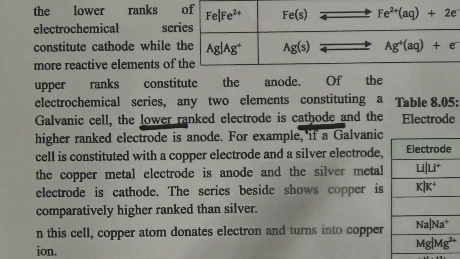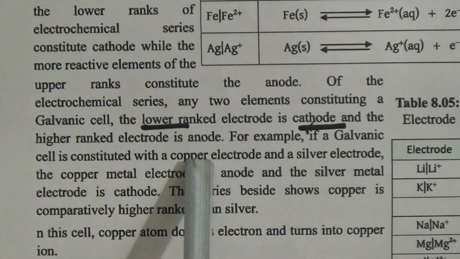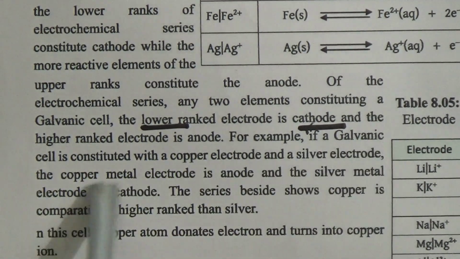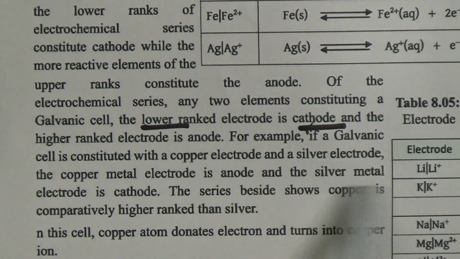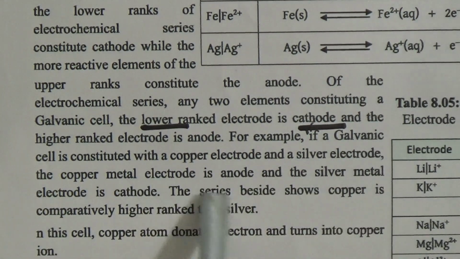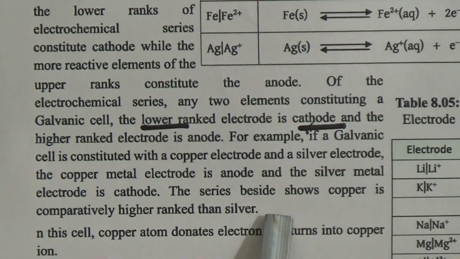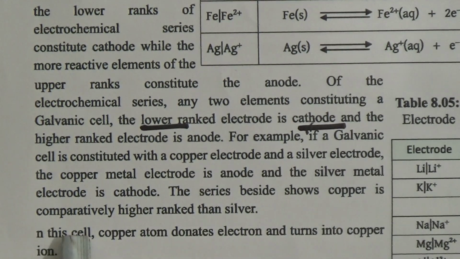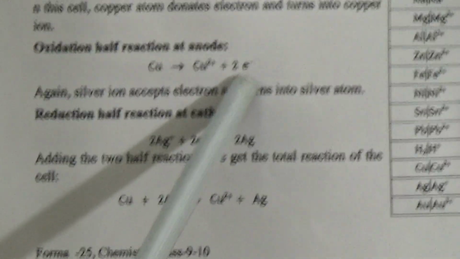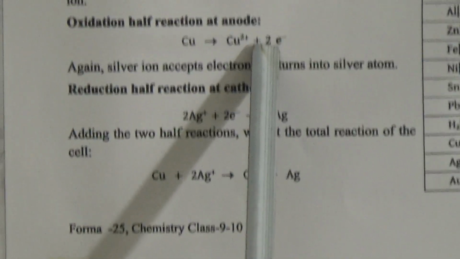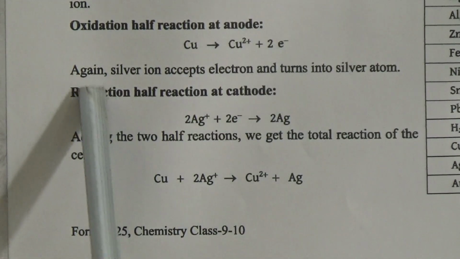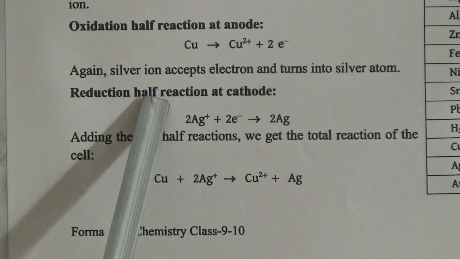And for example, if a galvanic cell is constituted of a copper electrode and a silver electrode, the copper metal electrode will be the anode and the silver metal electrode will be the cathode. The series beside shows copper has a comparatively higher rank than silver. In this cell, copper atoms donate electrons and turn into copper ions. There oxidation occurs. We know oxidation occurs at the anode, and reduction occurs at the cathode.